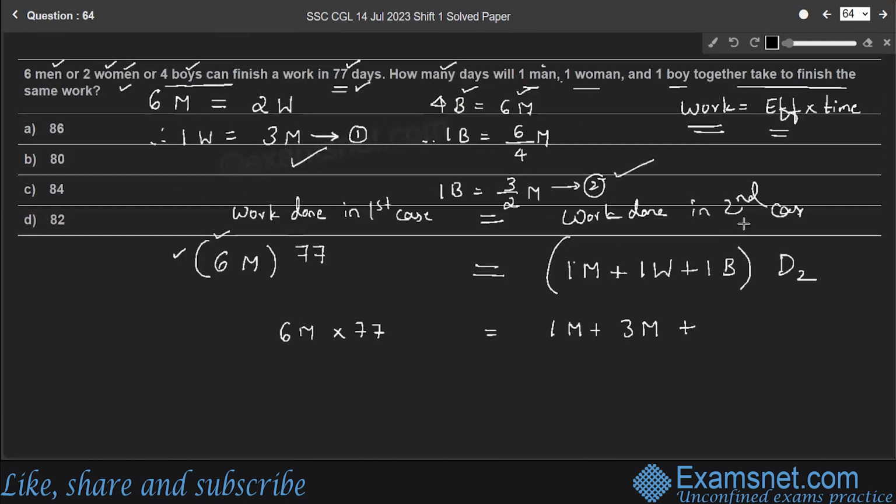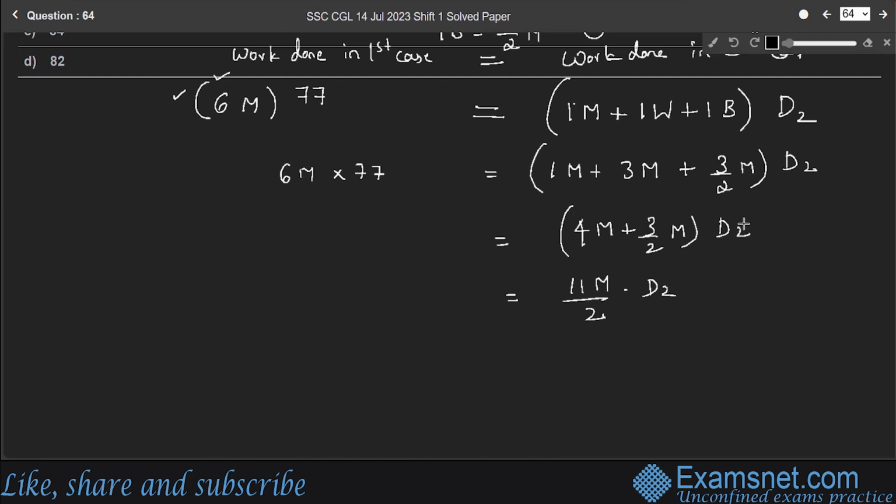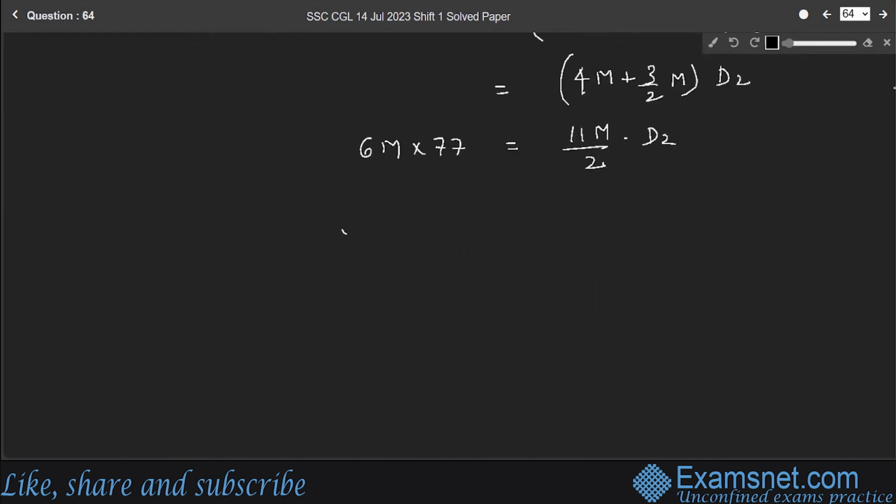So by equation 2, 1 boy is equal to 3 by 2 men. So 3 by 2 into man into D2. Simplify it. So 4 men plus 3 by 2 m into D2. It is 11m by 2 into D2, right? 11m by 2 into D2 is equal to 6m into 77. Therefore, D2 is equal to 6m into 77 into 2 whole divided by 11 into m.